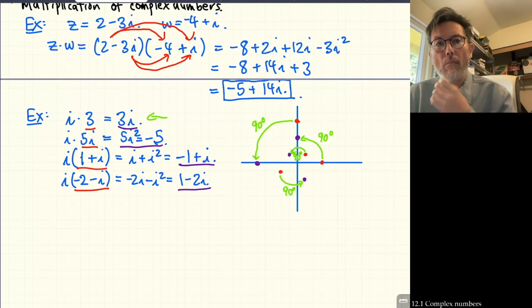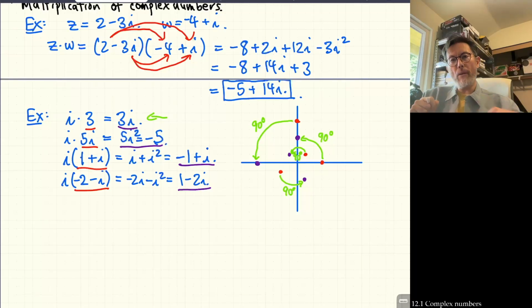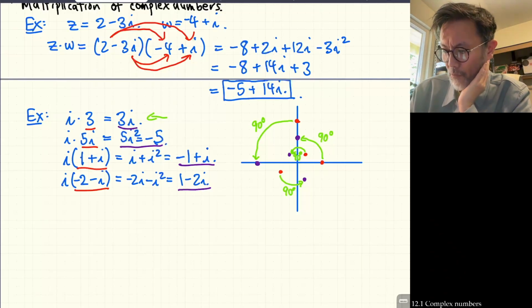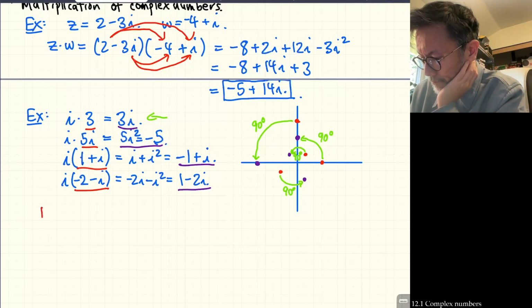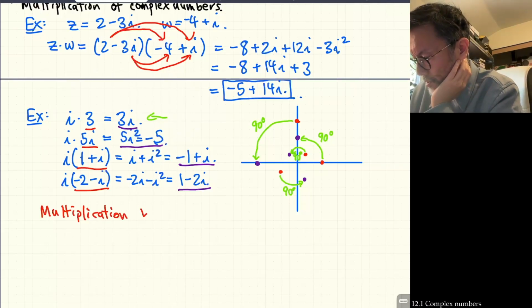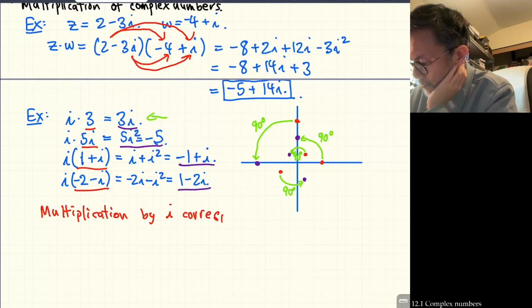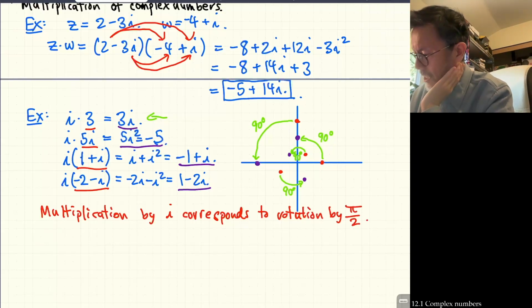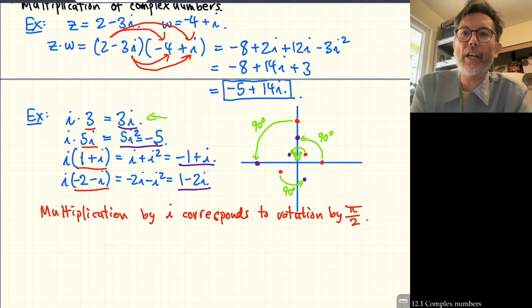But yeah. In other words, multiplication by i corresponds to rotation by 90 degrees. That's what we're observing here. Multiplication by i corresponds to rotation by, and I'll use non-heathen units here, pi over 2 radians.